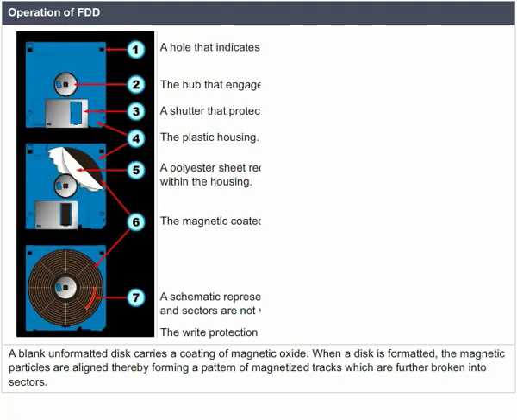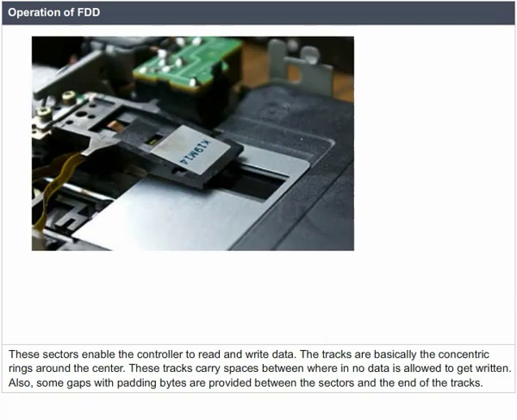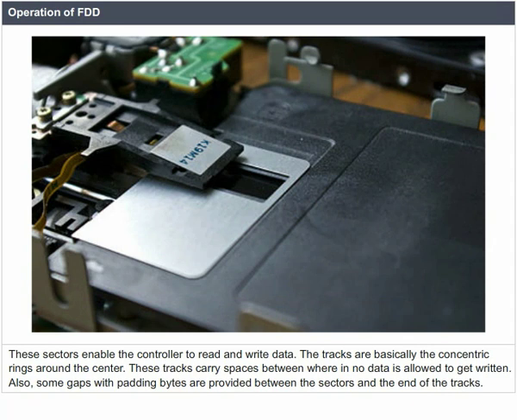A blank unformatted disk carries a coating of magnetic oxide. When a disk is formatted, the magnetic particles are aligned, thereby forming a pattern of magnetized tracks which are further broken into sectors. These sectors enable the controller to read and write data. The tracks are basically concentric rings around the center. These tracks carry spaces between them wherein no data is allowed to get written. Also, some gaps with padding bytes are provided between the sectors and at the end of the tracks.